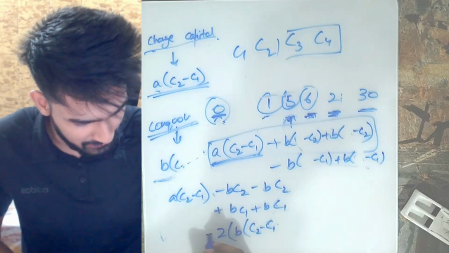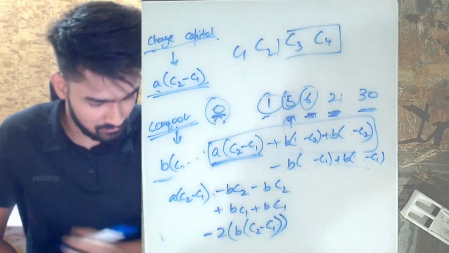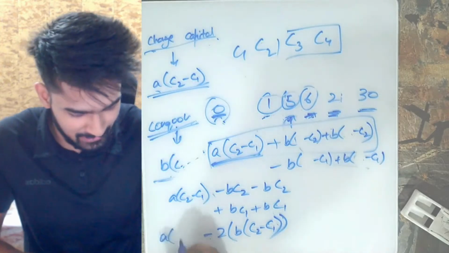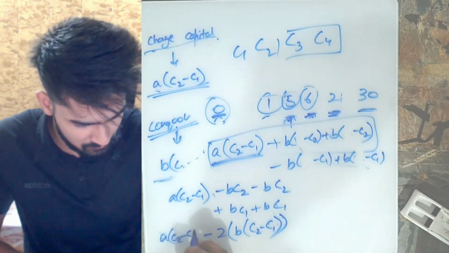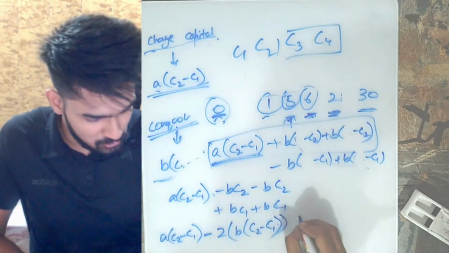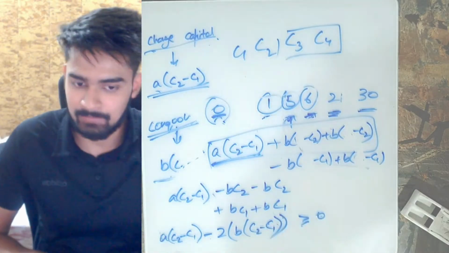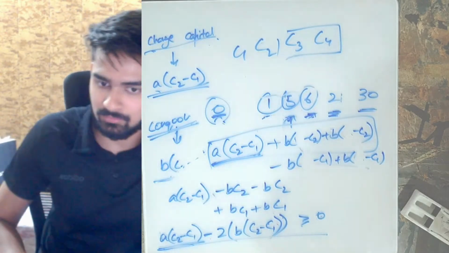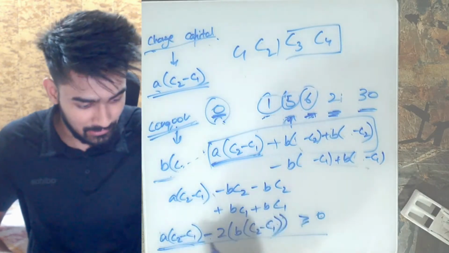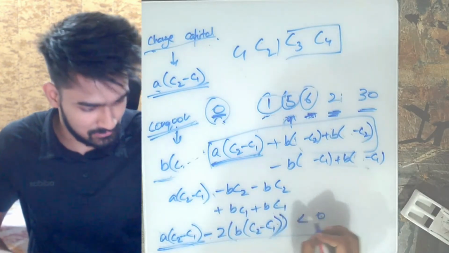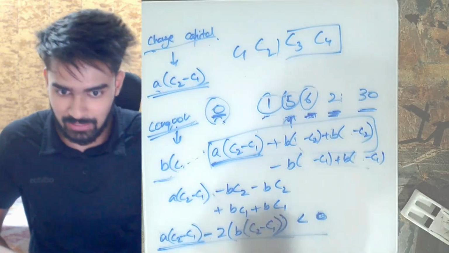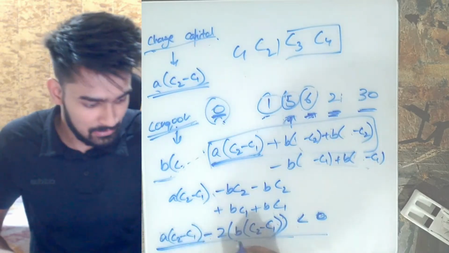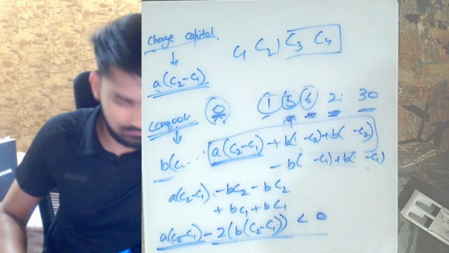Yeah, minus twice of C2 minus C1. So we have A times (C2 minus C1) minus twice of this should be greater than or equal to 0. If this is the case, then only it is beneficial to move. Sorry, then this should be less than 0. If this is less than 0, that means it was better to move than to conquer.